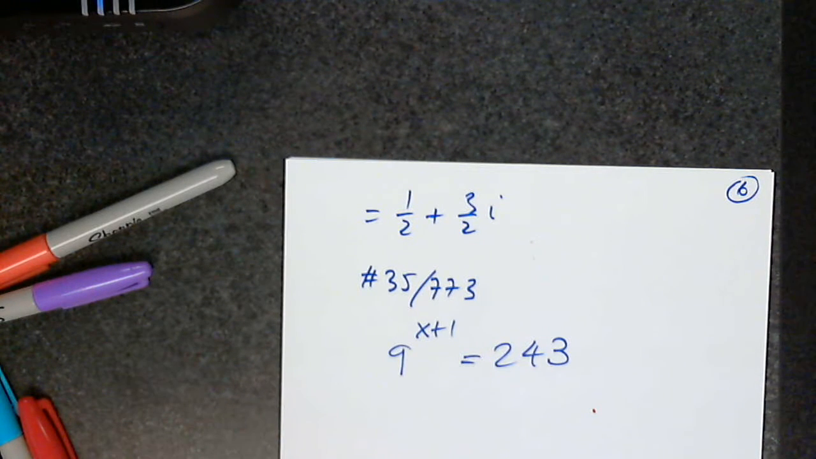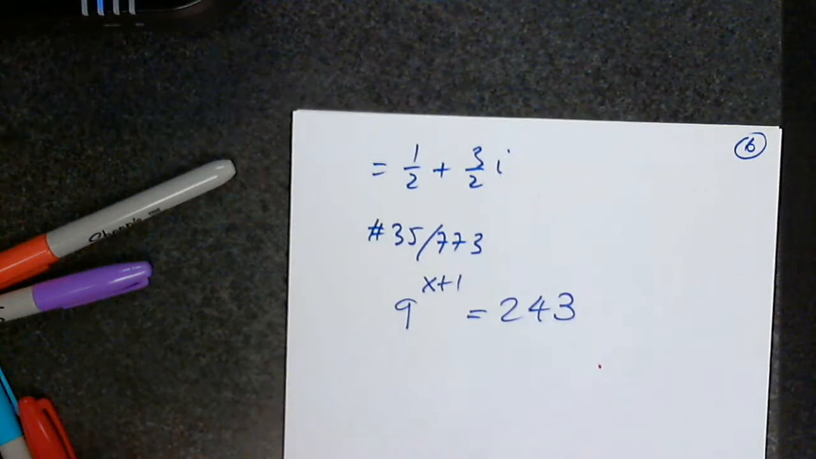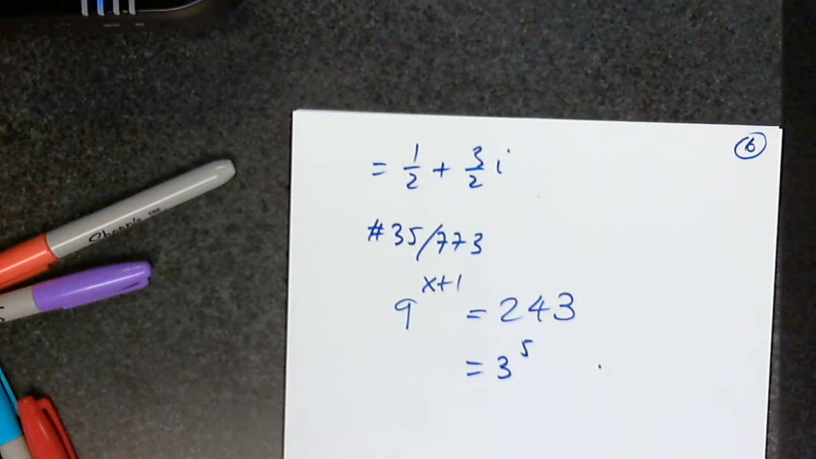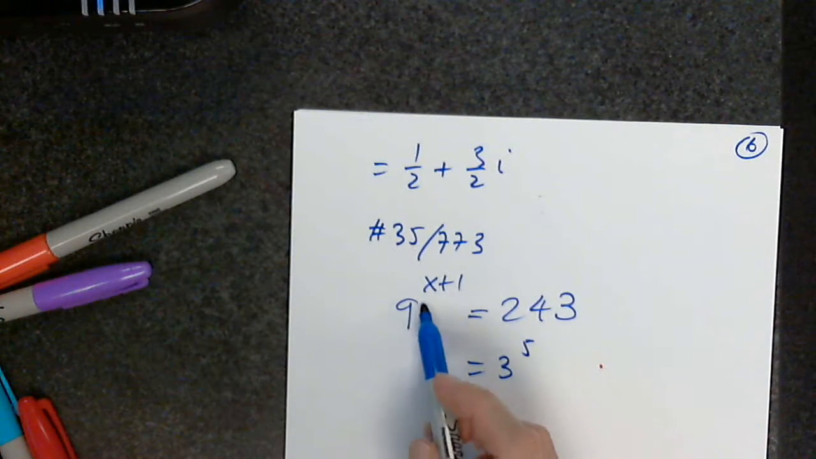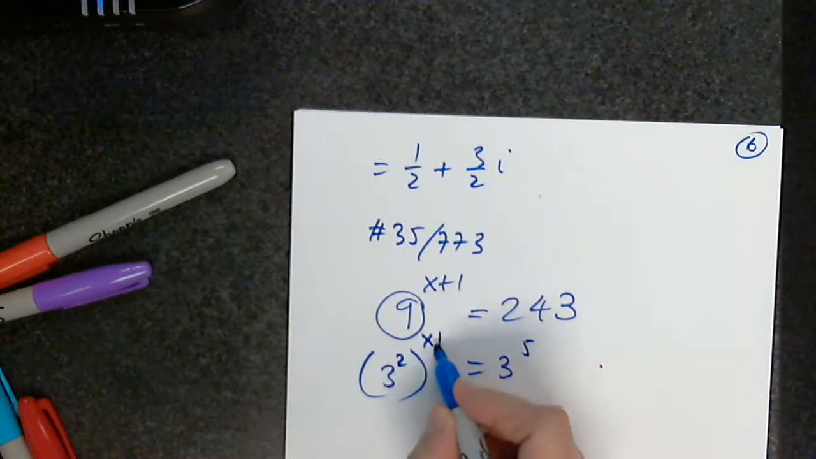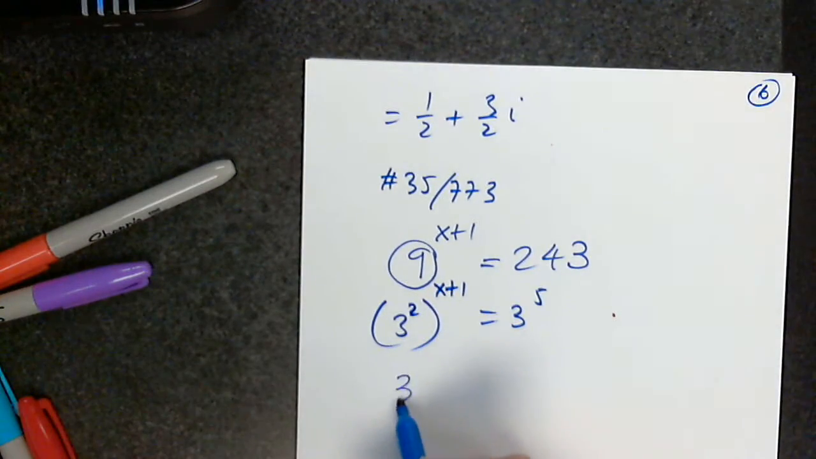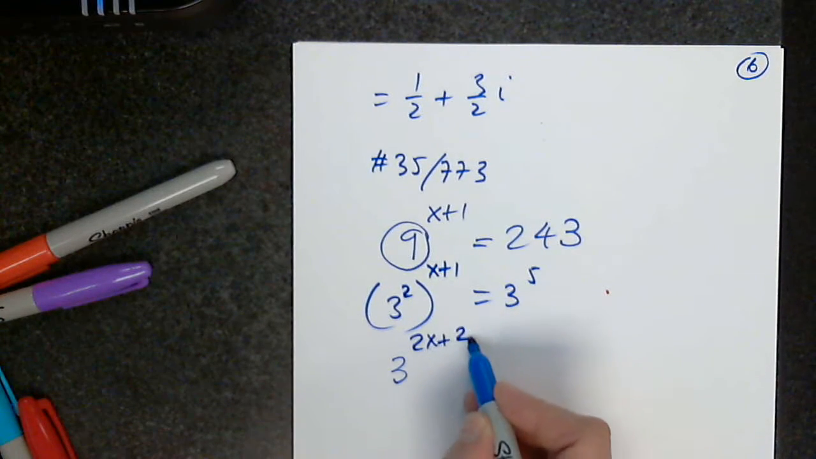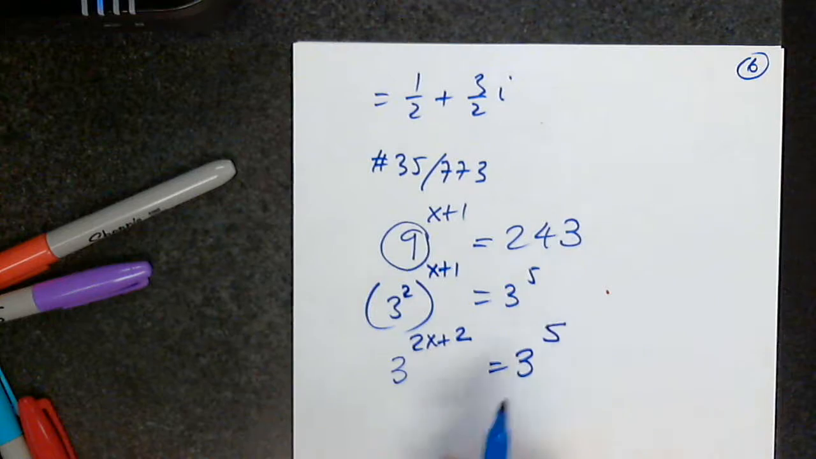That says 3 to the 5th, I think. It's 3 to the 5th. So 243 is 3 to the 5th? Very good. And then what do I have to do with 9 in that case? Square root, so that'd be 3 squared. So what will 9 represent? 3 squared indeed, raised to x plus 1. I copy the base. What happens to the exponents now? Multiplied. Very good. So then it's 3 to the 2x plus 2 equals 3 to the 5th.